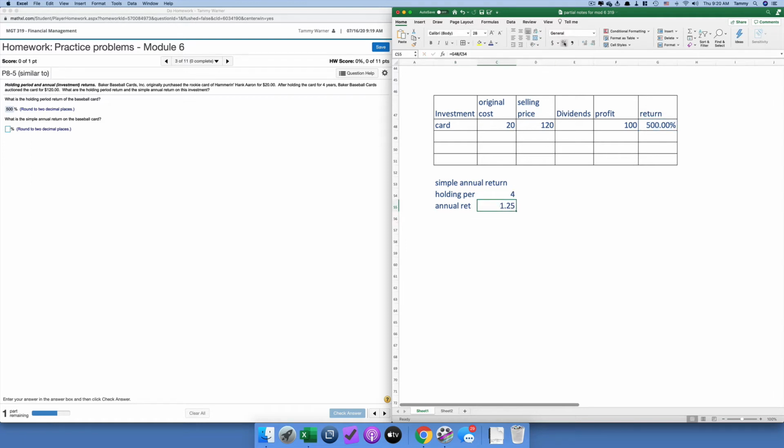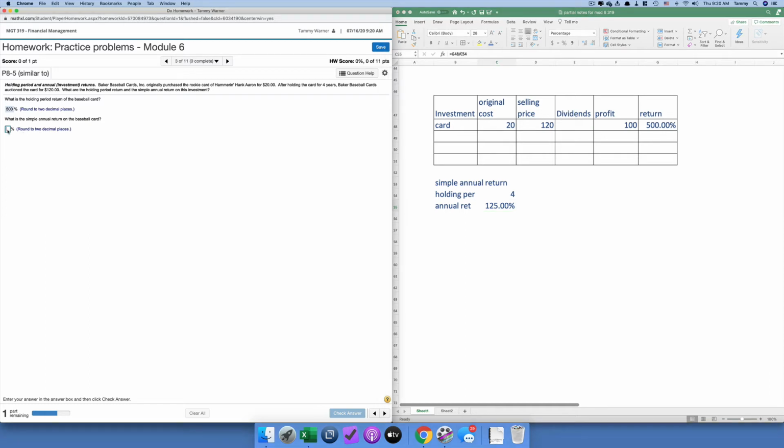Okay, and that is not giving it to me in percents, so let's make it a percent. And note that I'm making sure that I have the 2 decimal points, because with these calculations it can get a little sketchy. So this is 125%. Great. All right, so now what's the effective annual return?